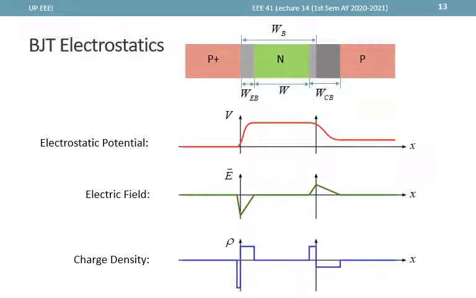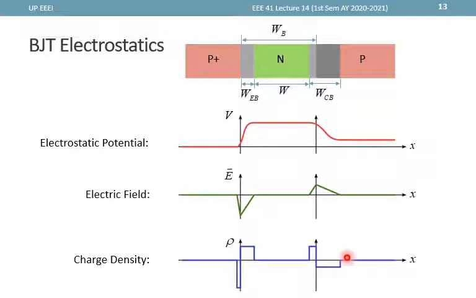Here we show the plots of the charge density, electric field, and electrostatic potential or voltage within our PNP device, for example, in thermal equilibrium. In this case, we can start with the charge density at the emitter side. The emitter is p-type for PNP, and therefore the charge density must be some negative value, and positive for the N-type base, and negative again for the P-type collector.